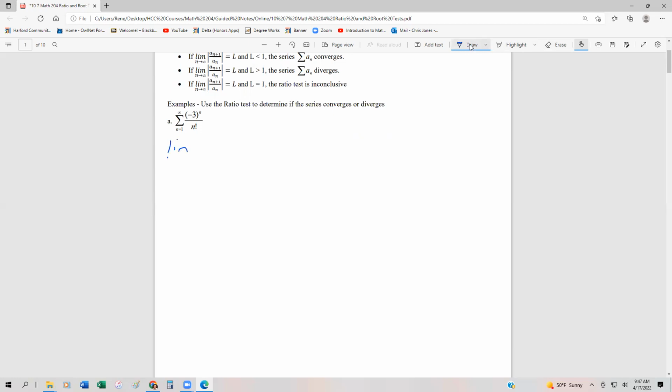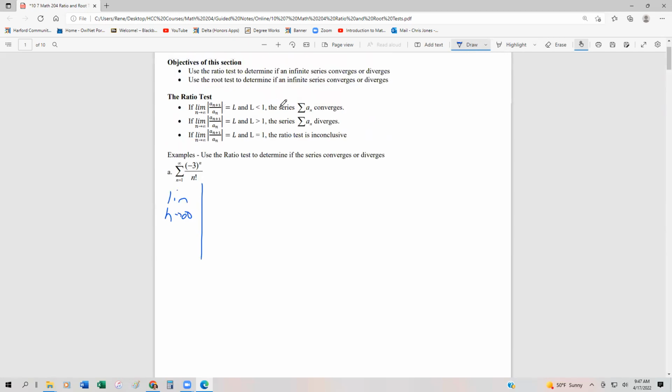So what I'm going to do is set this up, and I'm going to have the limit as n approaches infinity of the absolute value. Now remember, we're looking at the next term in the sequence. So this is our sequence, and the next term is going to be minus 3 to the n plus 1, excuse me, divided by n plus 1 factorial. So this is our a sub n plus 1. And then a sub n is just the original sequence, so that's going to be minus 3 to the n divided by n factorial.